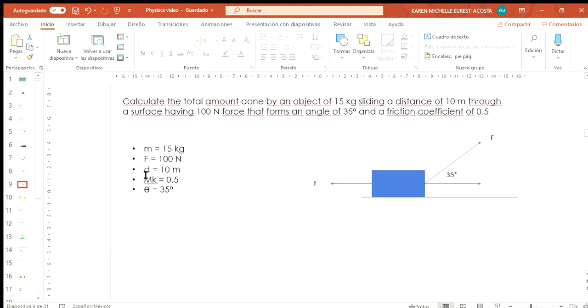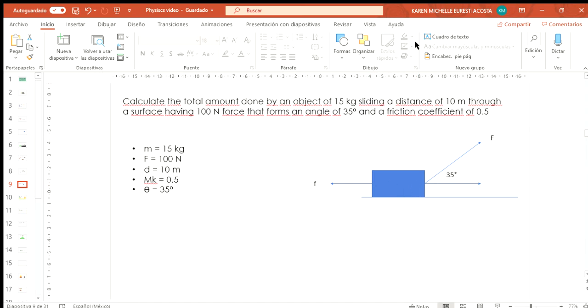And this formula is used when we have an angle, like the other problem that had an angle. And the problem says, calculate the total work done on the object of 15 kilograms sliding a distance of 10 meters through a surface having 100 newtons of force that forms an angle of 35 degrees and a friction coefficient of 0.5. So we have the knowns here and we have the diagram.